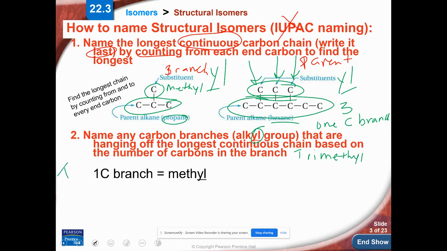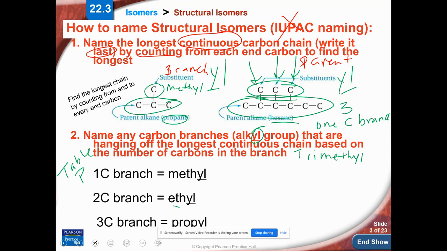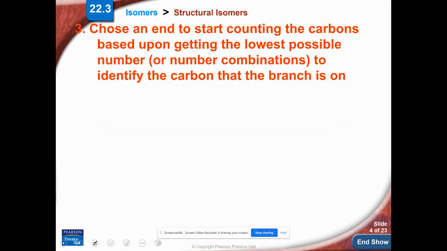Again, we're using our reference tables, table P. If I have a 2 carbon branch, I call it ethyl because our prefix eth means 2. And a 3 carbon branch would be propyl, and so on. So we're going to choose an end to start counting because we have to give a location for those branches. We have to say where the branch is. And so we want to count using the lowest possible number to identify the carbon the branch is on.